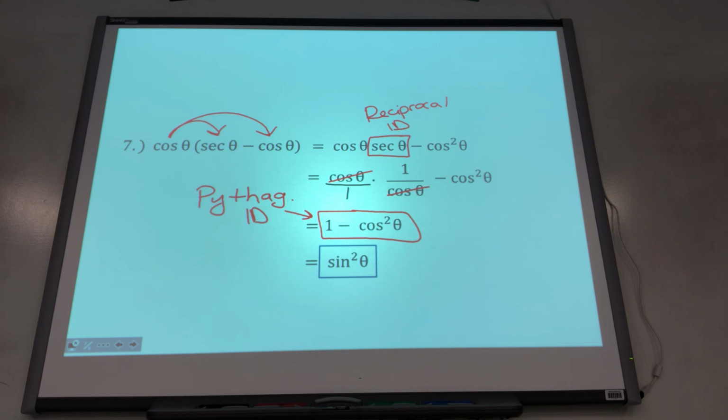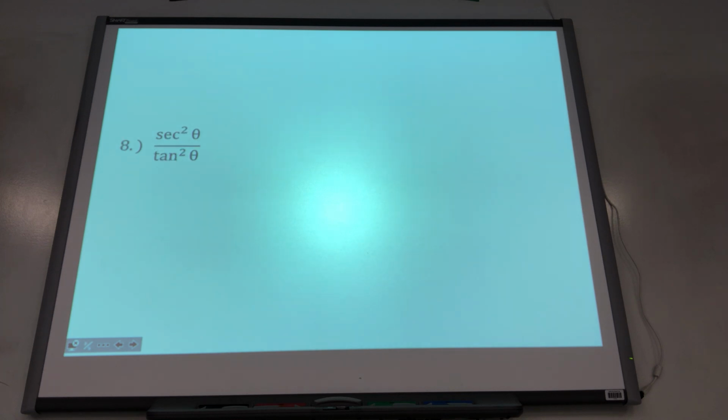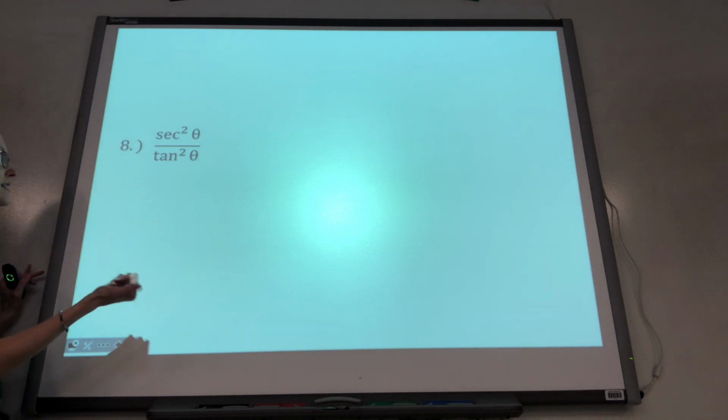Okie doke. Distributing was the way to go there because there's really nothing else you could do. Didn't really match up to anything right off the bat. All right, this is the last one here. Number 8. I may show you a couple ways to do this problem. So once I finish the first way, don't put your notes away yet because I may also have you copy down the second method just in case you have to do something similar to it in your assignment.